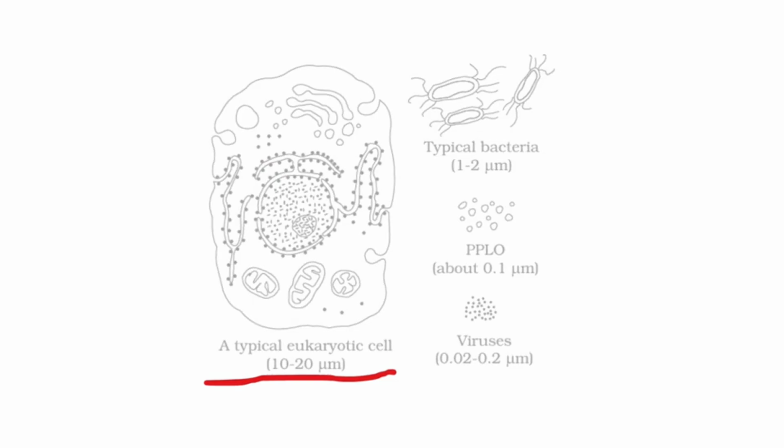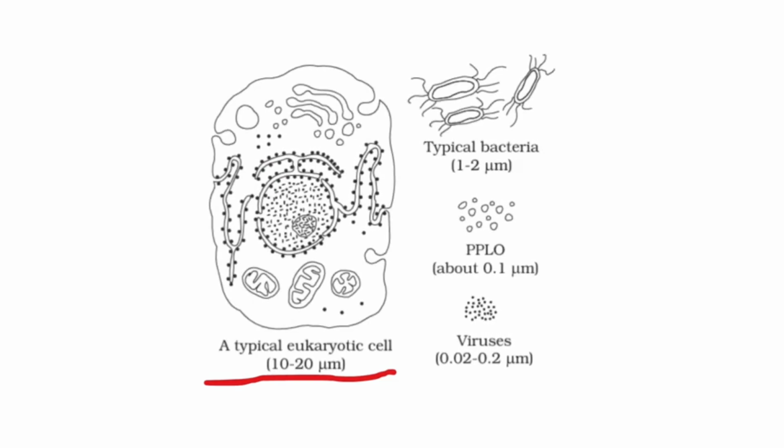Eukaryotic cells are well organized, they have a nucleus and a cell membrane. If you compare the size, a typical eukaryotic cell is 10 to 20 micrometer. A typical bacteria, which is a prokaryotic unicellular organism, is 1 to 2 micrometer. PPLO, which is the smallest bacteria, is 0.1 micrometer, and the size of viruses ranges from 0.02 to 0.2 micrometer. Sometimes it is in nanometer.